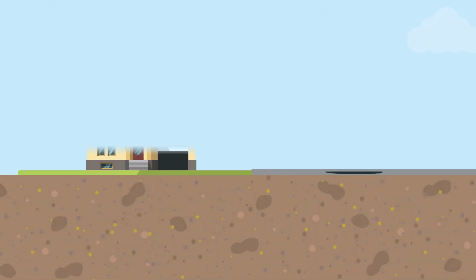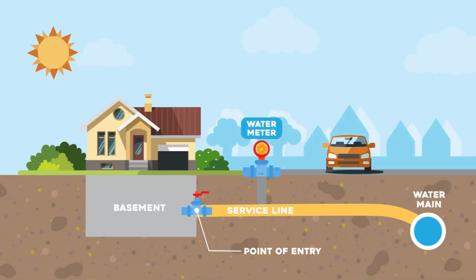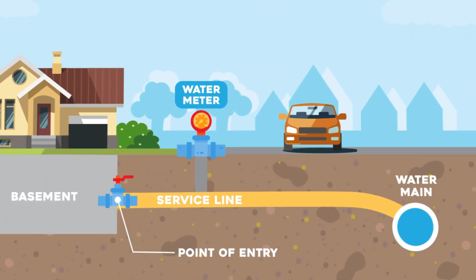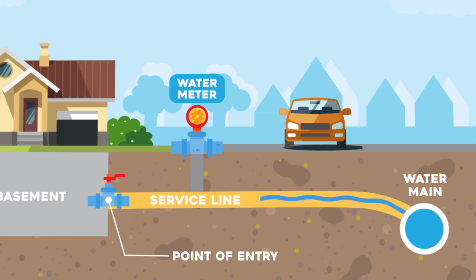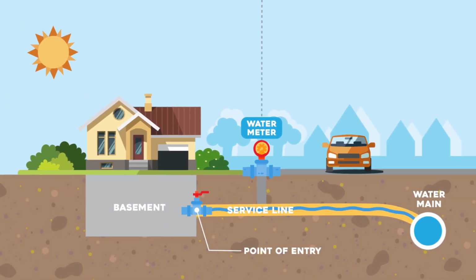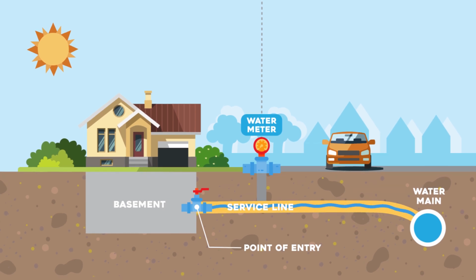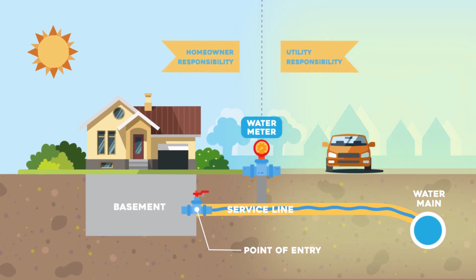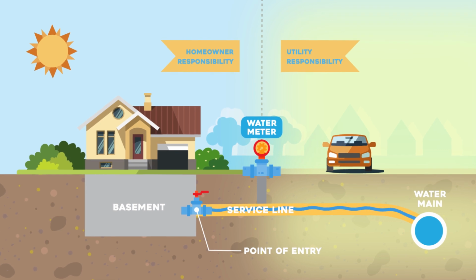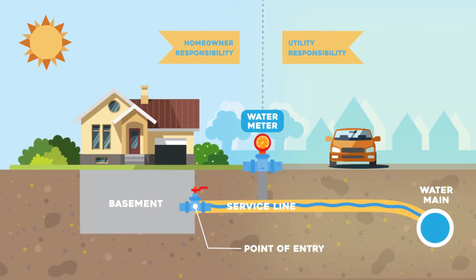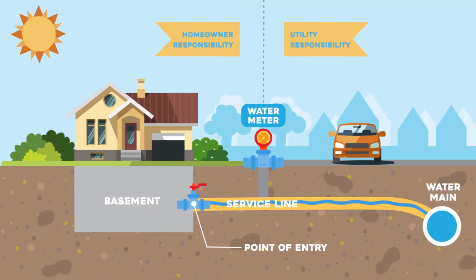There are two primary ways lead can get into drinking water. Every home has a pipe that connects your property's plumbing to the water main in the street. This is called the water service line. Your water utility is responsible for maintaining the section of the service line that runs from the water main to your property line and ensuring it's lead-free. This is known as the utility portion.